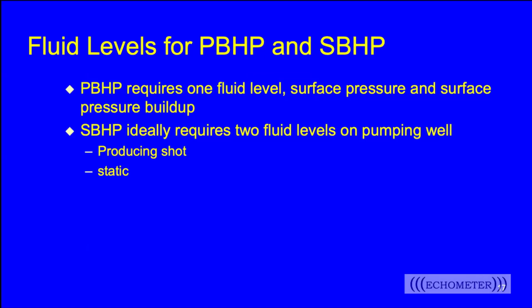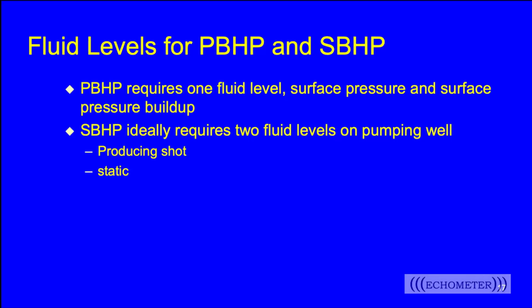When we shoot a producing bottom hole pressure, we only need one fluid level measurement. We need a surface pressure measurement, and then we get a buildup on the surface pressure, and that helps us determine how gassy that fluid column is. The static bottom hole pressure ideally requires two fluid levels on that well. One for that producing shot, as you saw on the previous slide, to give us the baseline information, and then the static bottom hole pressure shot after the well's static out.